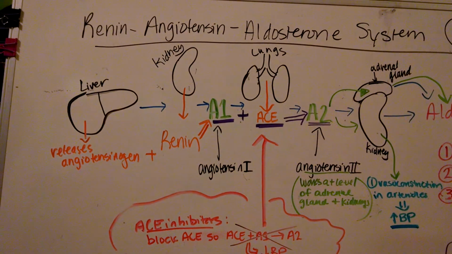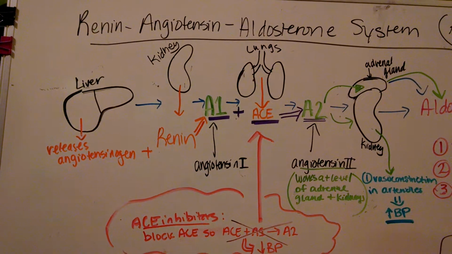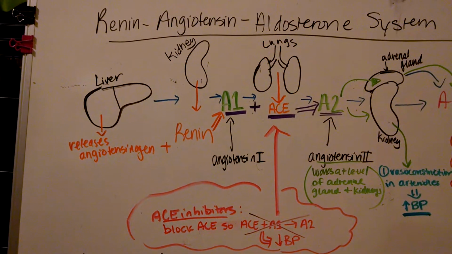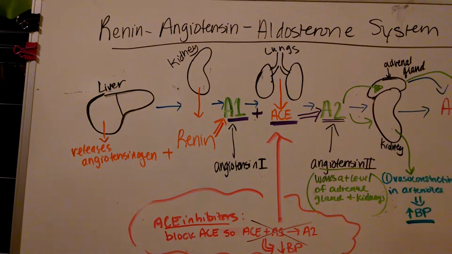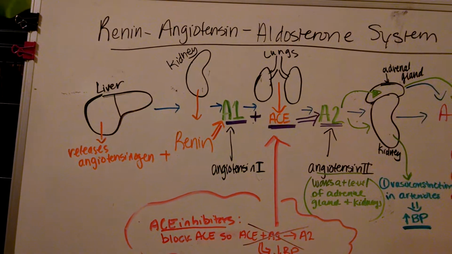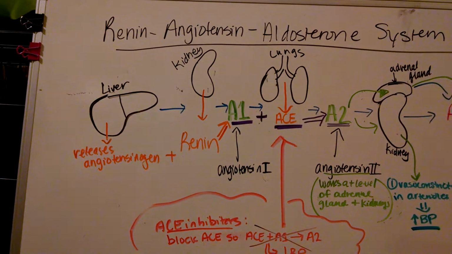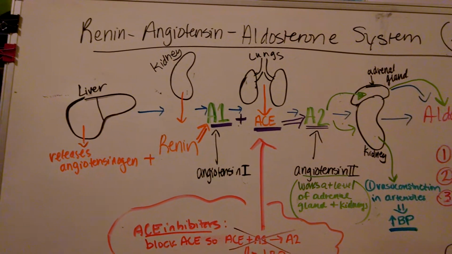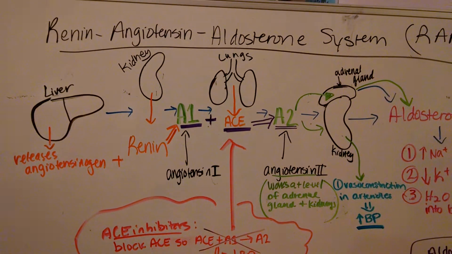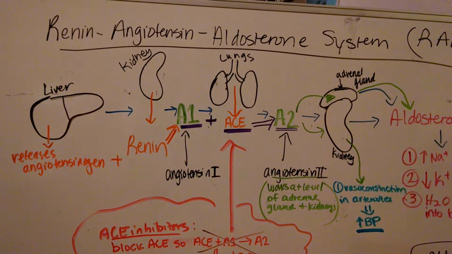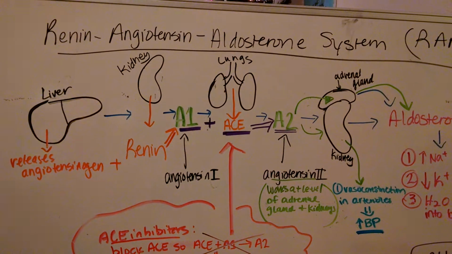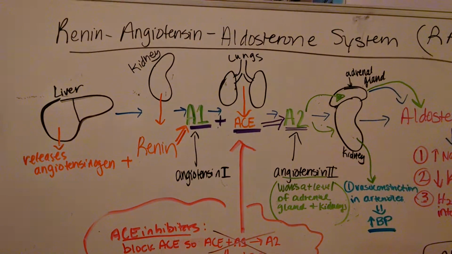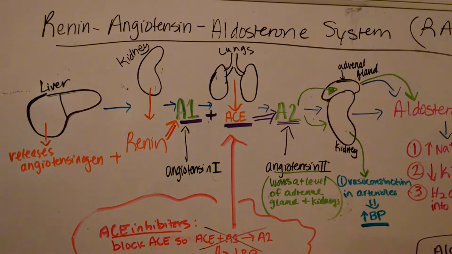So, once blood pressure is lowered in the body, our system activates. To do this, renin is released from the kidney, and then angiotensin is released from the liver. Both mix together to create angiotensin 1. And then, since that is circulating around in the body, the lungs release ACE, angiotensin converting enzyme, and that mixes with your angiotensin 1 to create angiotensin 2.